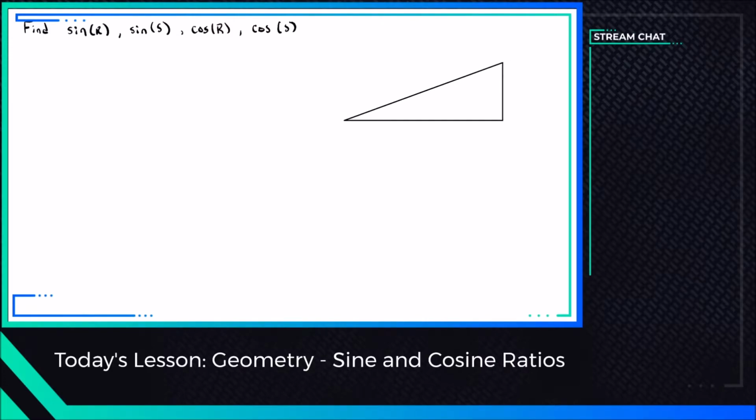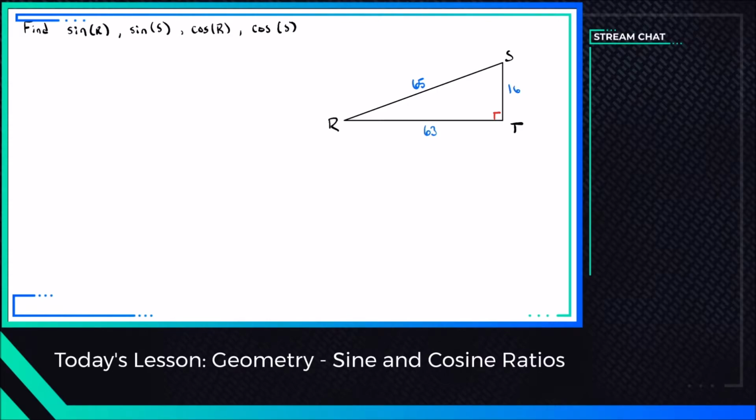And this triangle is going to be called R, S, and T. T is going to be our right angle. And we're given the following lengths. The hypotenuse is equal to 65. RT is equal to 63. And ST is equal to 16.